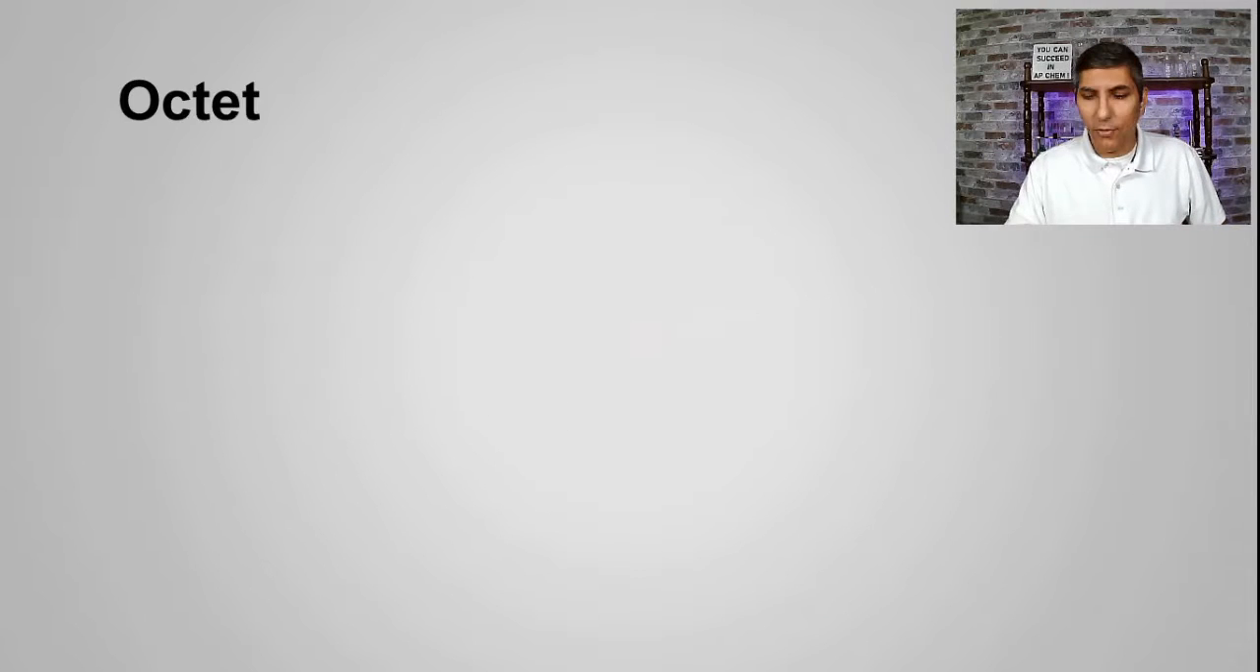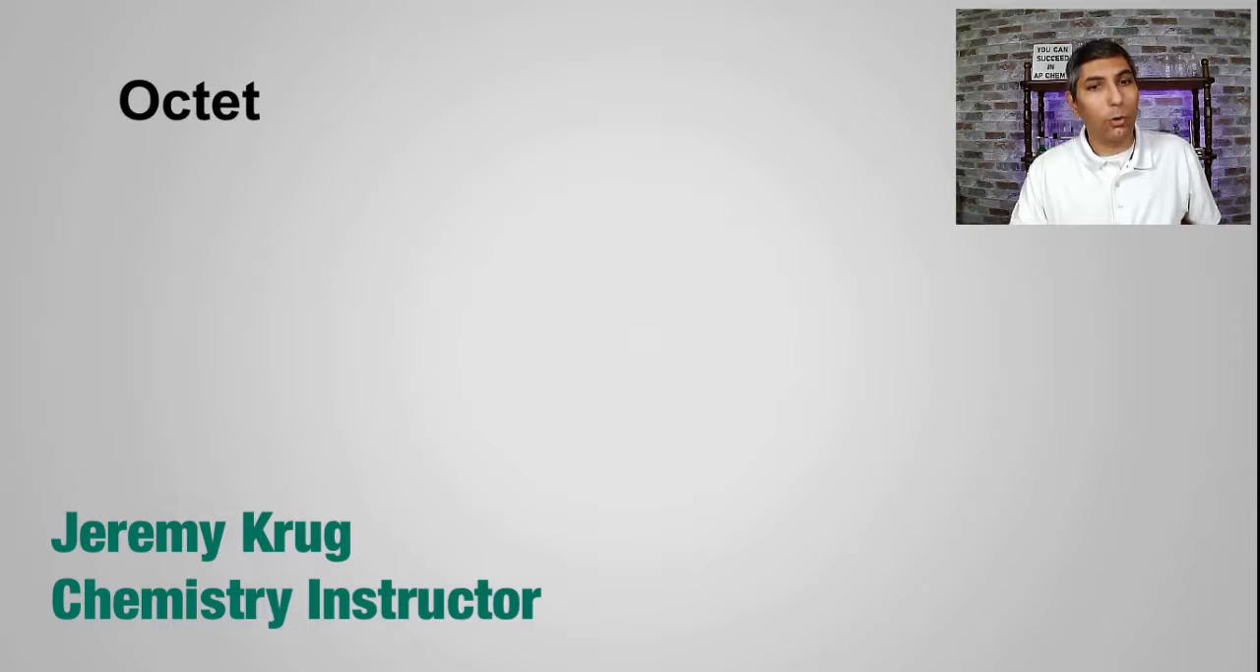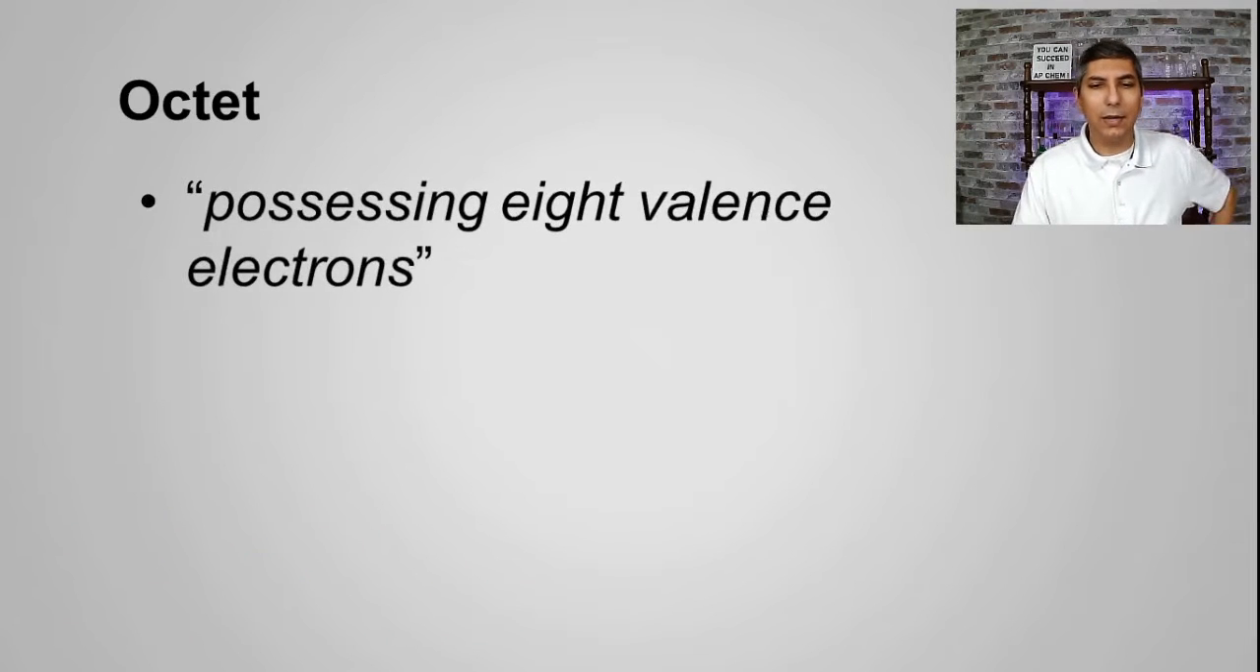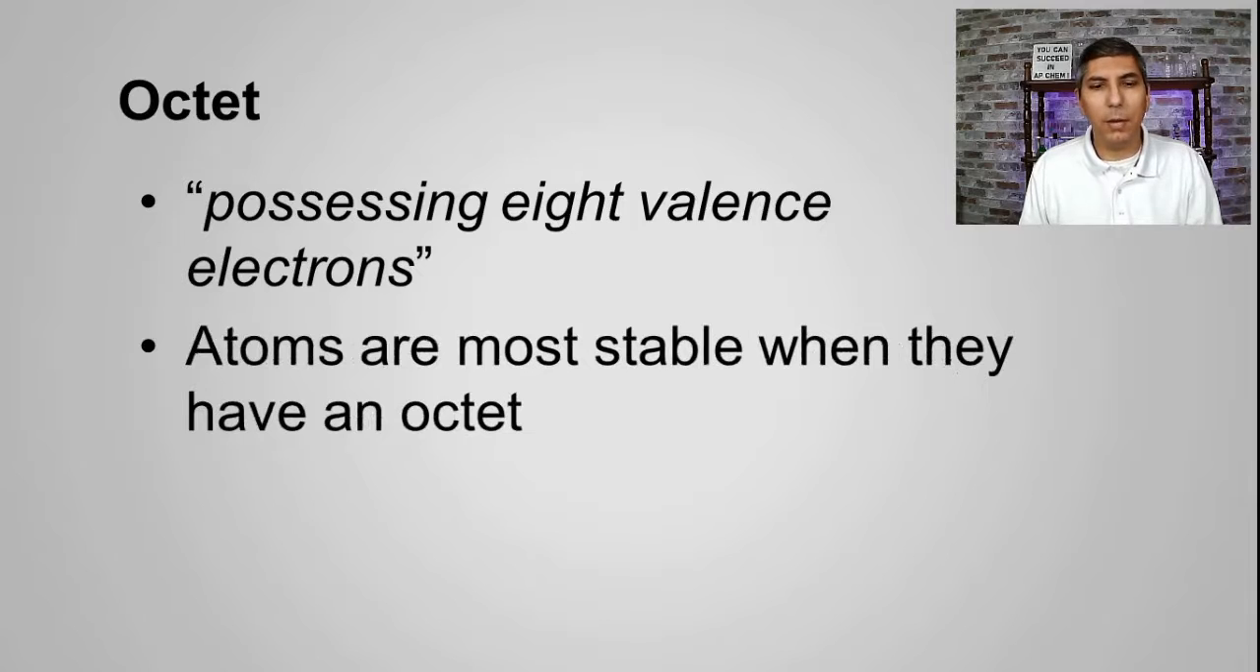And that is the fact that some atoms have or can have an octet. Now, octet just refers to an atom that possesses 8 valence electrons. 8 is a very stable number in chemistry. In fact, we can say that atoms are the most stable when they have an octet, when they have that very stable configuration of 8 valence electrons.